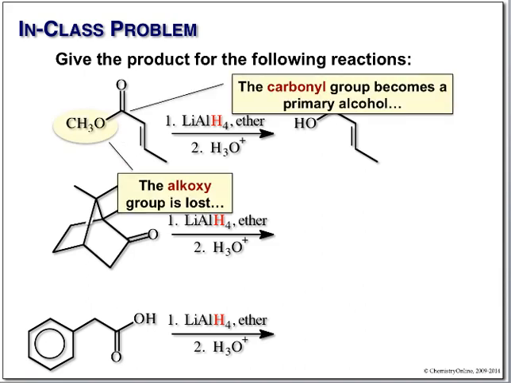Remember, when we do this type of reaction, the alkoxy group, whatever is attached as our ester, is lost. It's gone forever. You never see it again. The carbonyl carbon is converted to our primary alcohol. So we lose the alkoxy from our ester. Carbonyl becomes a primary alcohol.